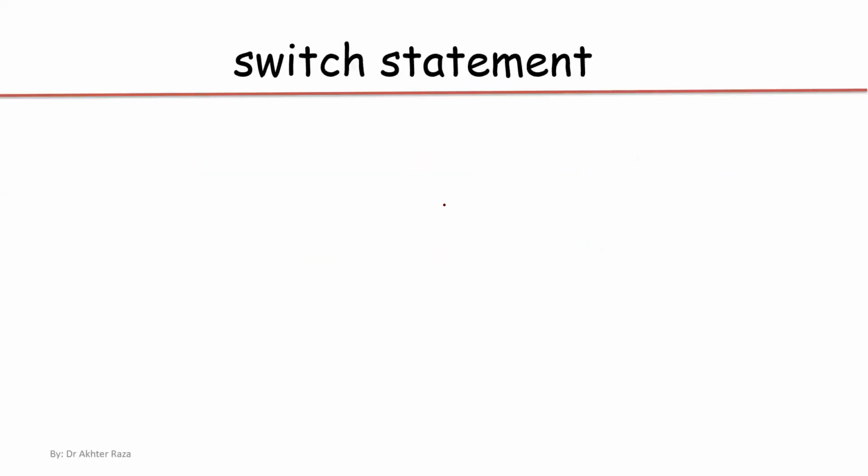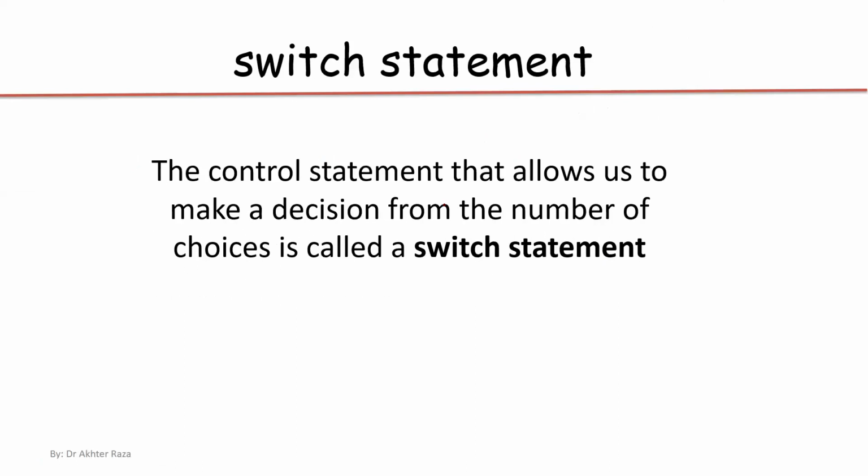The structure of switch is very simple. It allows us to make a decision from a number of choices. Number of choices means choice A, choice B, choice C, choice D. What work you have to do whenever choice A is selected, what work you have to do when choice B is selected, and so on. So we have these different choices depending on the situation.